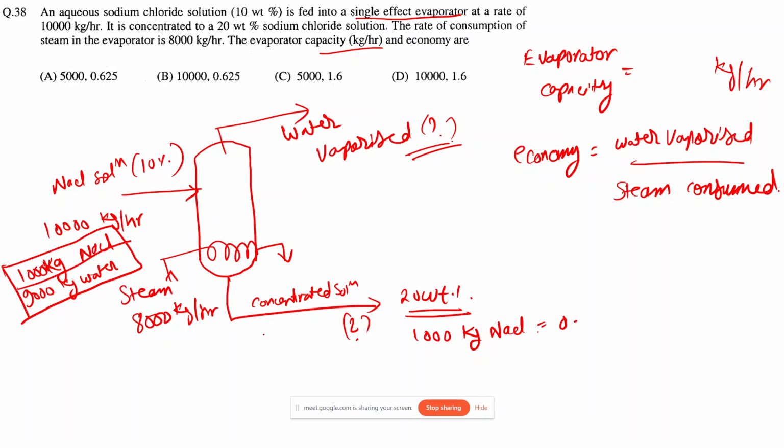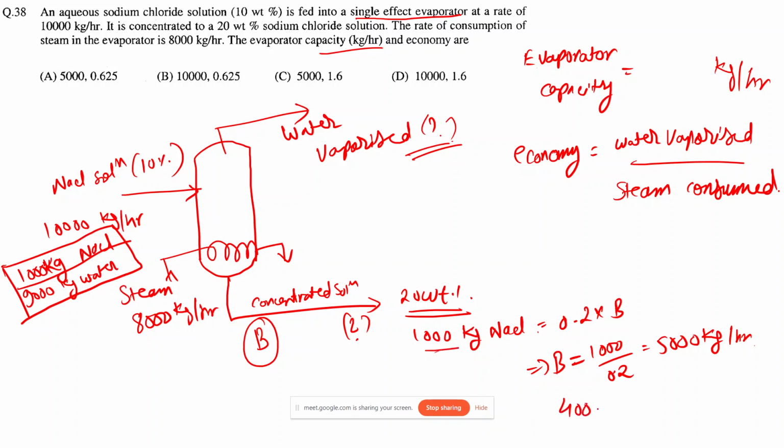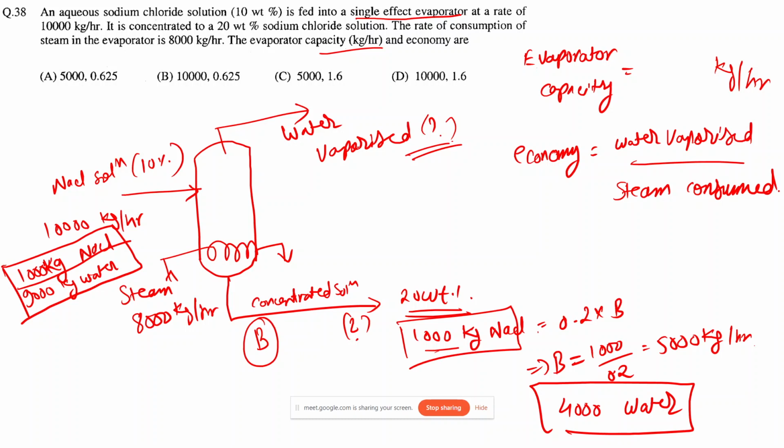So basically that is equal to 20% of the total mass flow rate. If the total mass flow rate of the bottom product, let's call it B, is B, then it will be 0.2 of B. So we can get the mass flow rate of B as 1000 upon 0.2. So this will come around 5000 kg per hour. So since this is 5000, out of this 5000, 1000 is already NaCl and the remaining 4000 will be water, and 1000 kg NaCl.